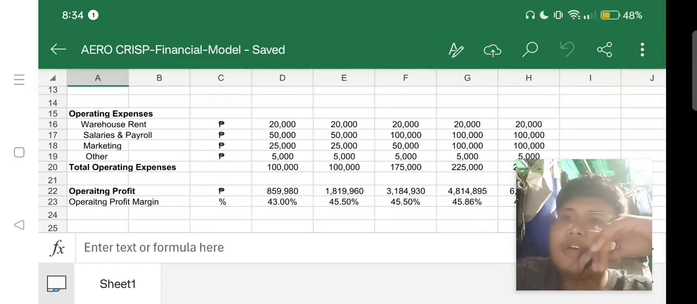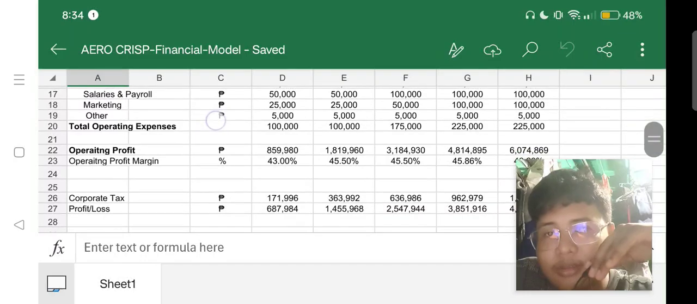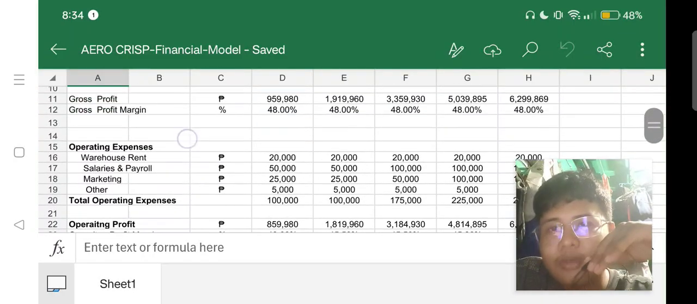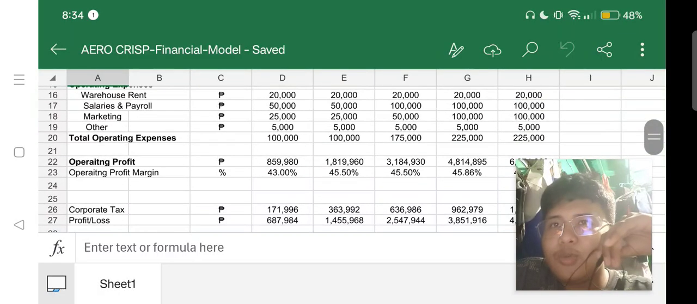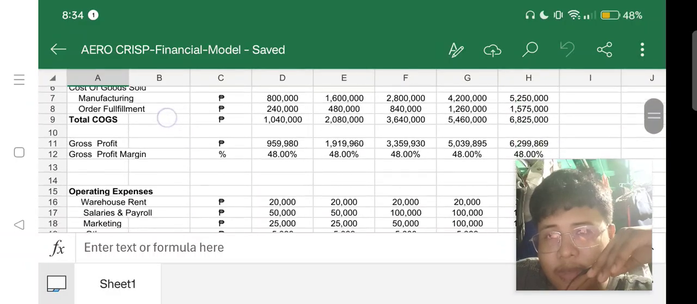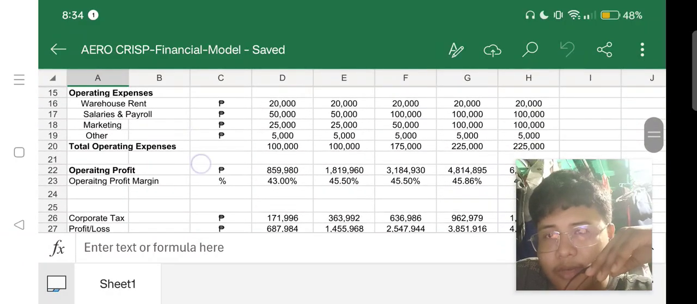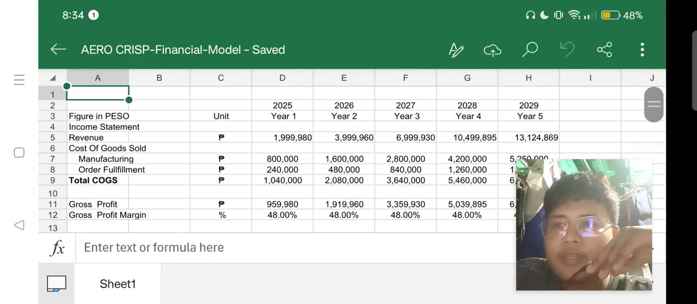Now for the AeroCrisp model of my product, I wasn't able to open it. You will again see here the other process regarding my financial model. So I think that's all for today.